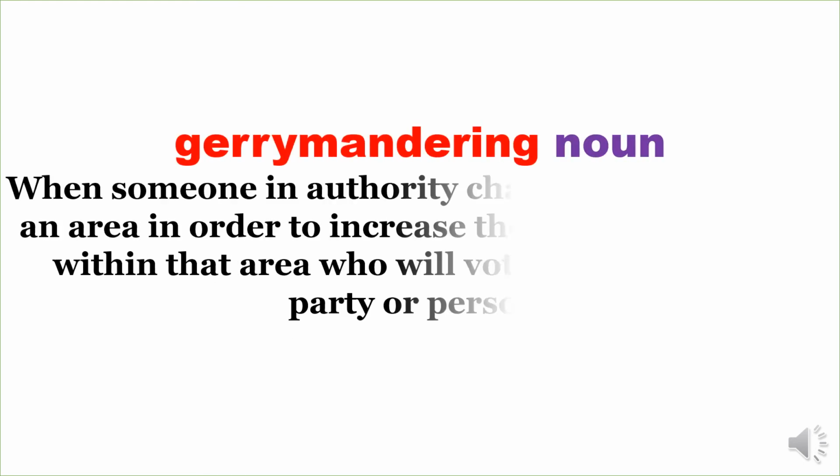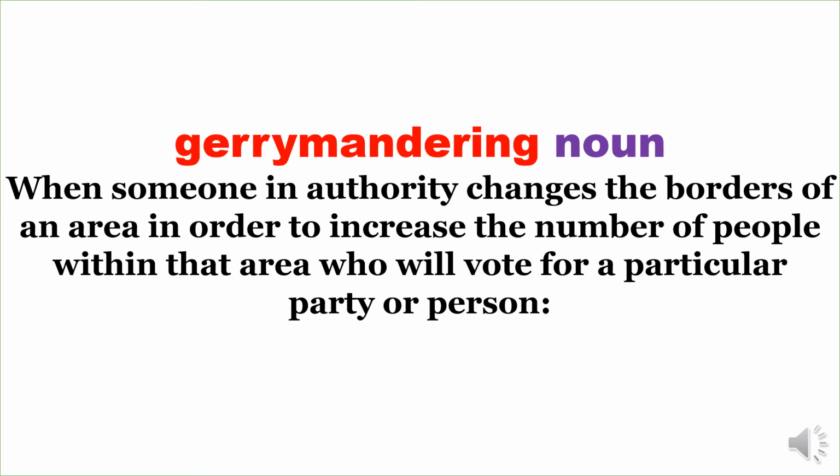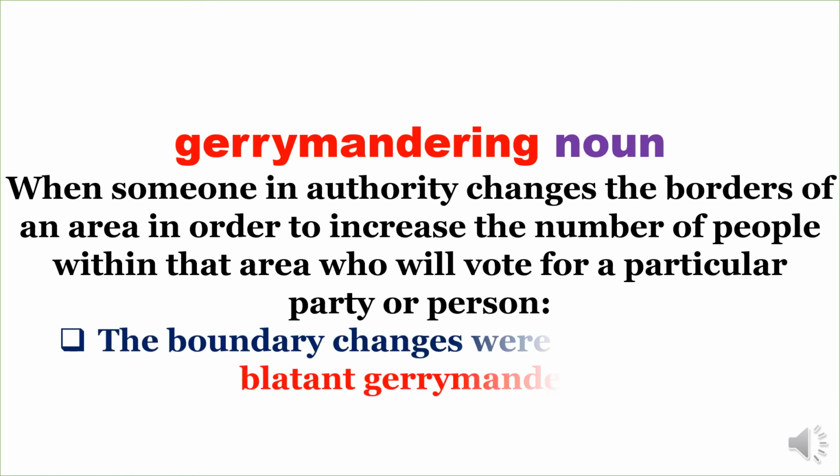Gerrymandering, when someone in authority changes the borders of an area in order to increase the number of people within that area who will vote for a particular party or person. Now look at this example. The boundary changes were denounced as blatant gerrymandering.